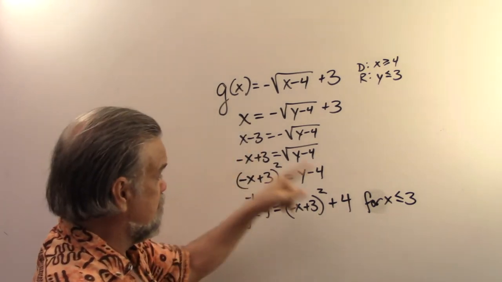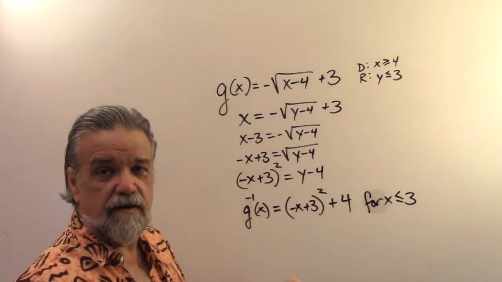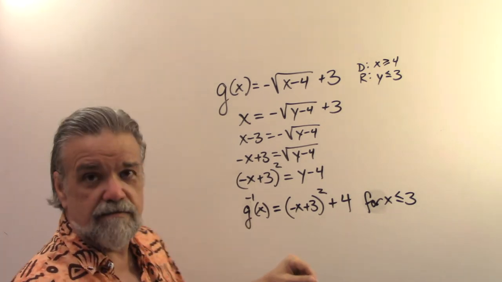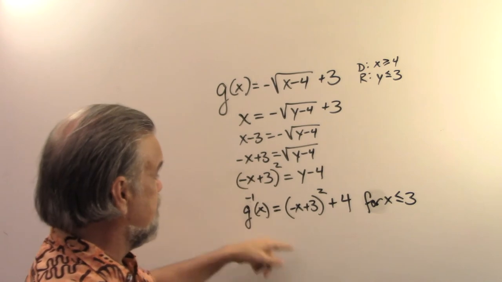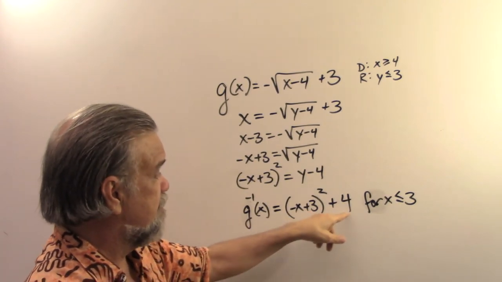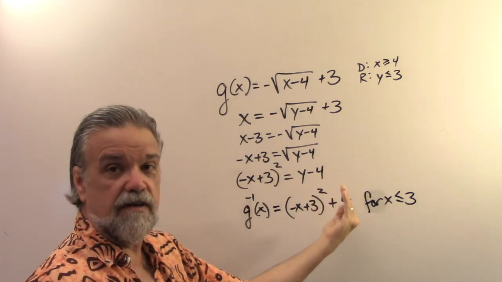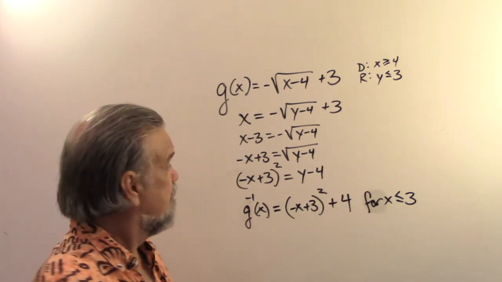And if you are good at finding the vertex of a parabola, you would look at this and say, yes, it's going to have a vertex at 3 and 4, so this makes perfect sense. This time we're just taking the left side of that parabola.